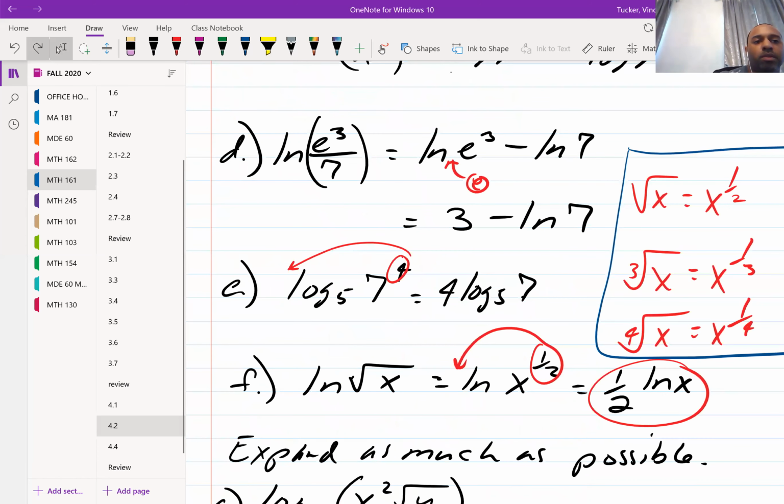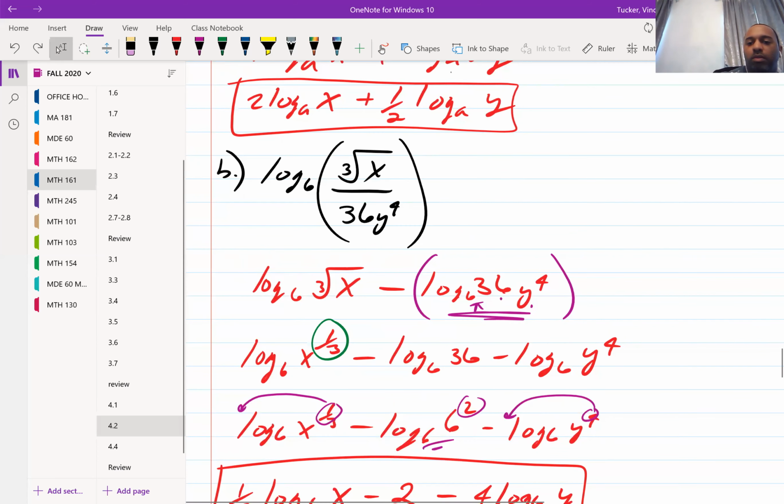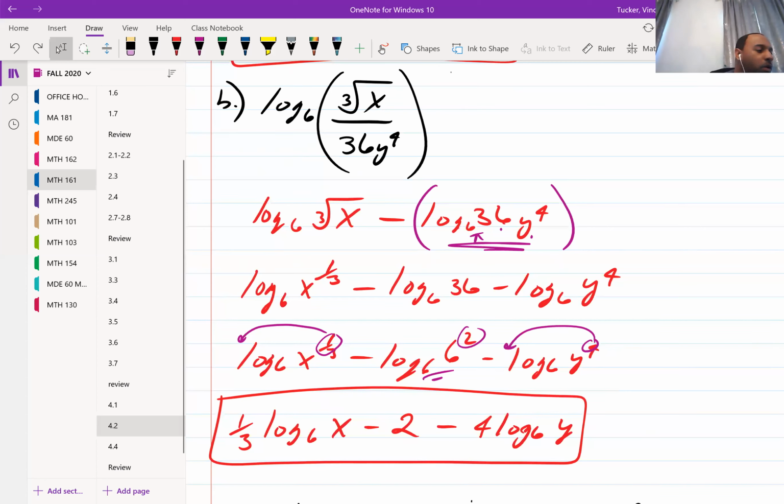Sorry about that. And I'll take it to the front. So that's 1/3 log base 6 of x minus 2 minus 4 log base 6 of y. Any questions?